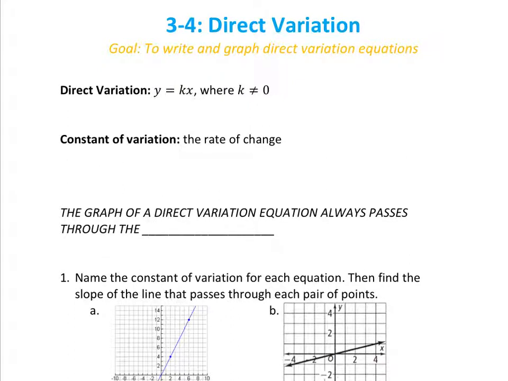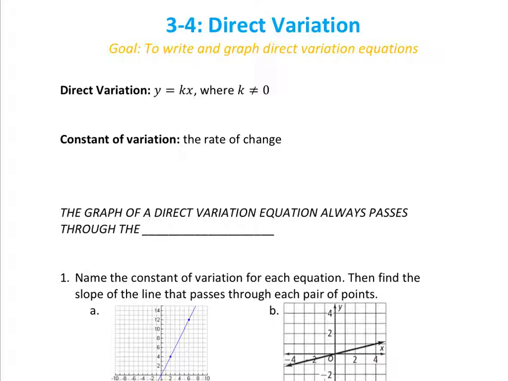So 3.4 is talking about direct variation. So that's what we're going to do. We're going to talk about what direct variation is, and we're going to graph direct variation equations. Okay, so direct variation looks like y equals kx, but k cannot be 0. Okay, so it's not going to be y equals 0.